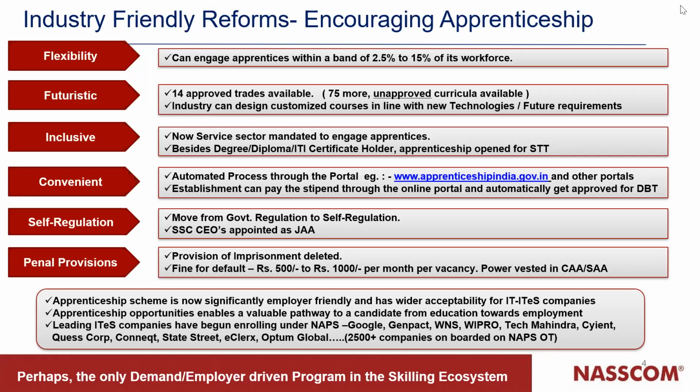Now, another important thing. Earlier, as far as the penal provisions were concerned, the defaulting company CEO could be imprisoned for a maximum of 6 months. That has been removed. Now the changed law says that the joint apprenticeship advisor sends you a notice, and if within 3 months the organization is still not complying with the law, then after those first 3 months, a fine of 500 rupees per missed apprenticeship opportunity would be charged. And even after that, if after another 3 months it is still not being met, then the fine becomes double per month for the missed apprenticeship opportunity.